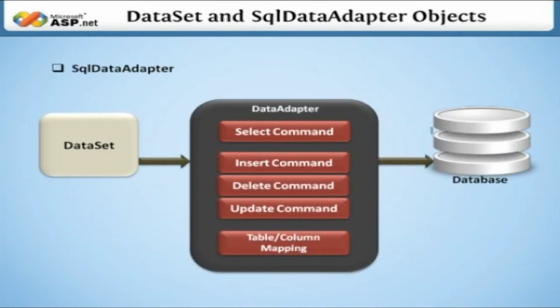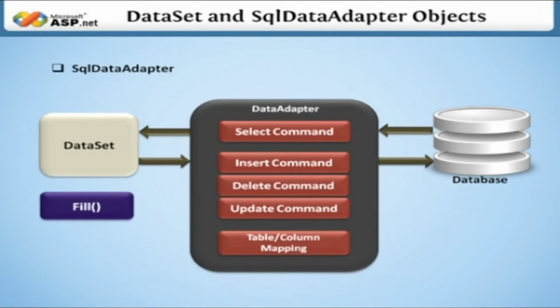The data adapter is the bridge between the data source and the dataset tables. Data adapter contains four main properties, and they are select command, insert command, delete command, and update command. It also contains two main methods, and they are fill method, where it fills a data table with the data retrieved from a data source, and update method, and this updates a data source with the changes made to the data in the dataset table.